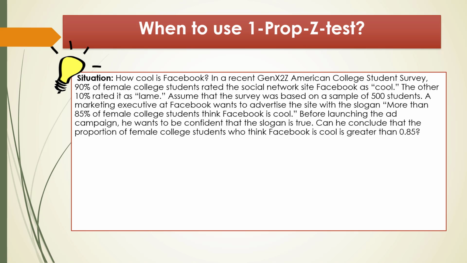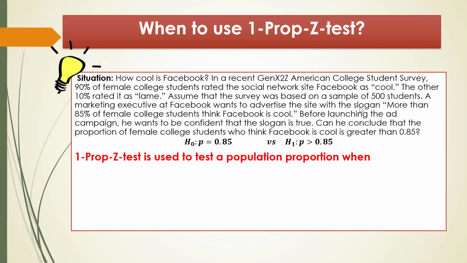So in this situation, we use a sample to make inferences about the population, and the parameter that we are interested in is the population proportion, the proportion of people from this population who believe that Facebook is cool. And we use a sample of 500 students. So the one proportion z-test is a test used when we want to test a population proportion, and when these assumptions are met: np is at least 10 and n times (1 minus p) is at least 10.